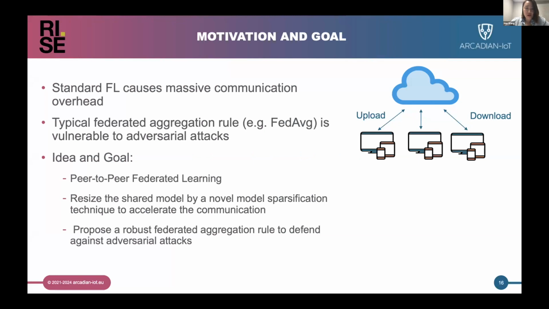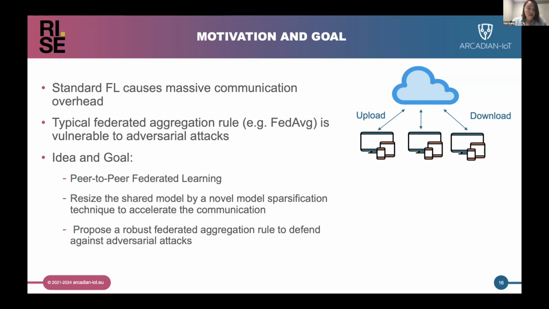The motivation of this work, I have already mentioned previously. Standard federated learning costs massive communication overhead, uploading and downloading the models and updating the model weights. This causes a lot of communication overhead. And typical federated aggregation rules, such as federated averaging, are vulnerable to those attacks, because federated averaging is actually the first aggregation rule, proposed in 2017. There is not much detail about robustness against attacks. So that's why we started this topic.